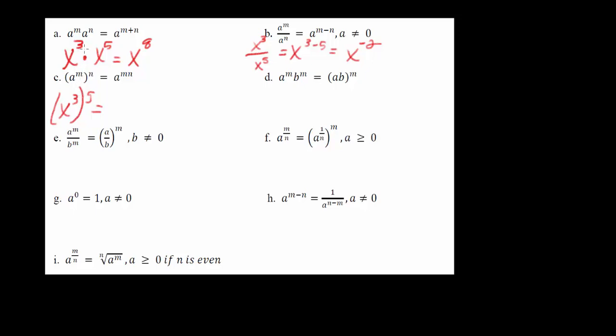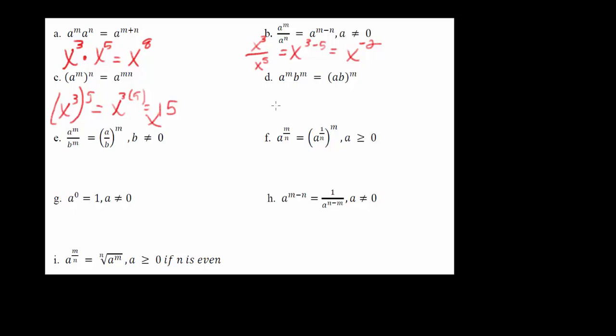See, when we had x cubed times x to the fifth, we had a base and an exponent multiplied by the same base and an exponent, giving x to the eighth. But here we just have x cubed, and we're raising the whole thing to the fifth power. So that would be x to the 3 times 5 power, which is x to the 15th power.